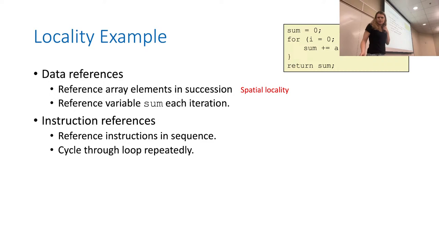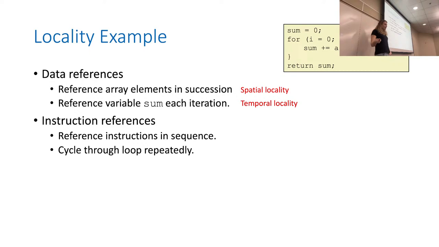So basically, we have some data references, right? We reference array elements in succession. That's going to be spatial locality. The idea, if you have an array that's stored contiguously in memory, so if you need array index 0, you're probably going to need the rest of the array relatively soon. You reference variable sum on each iteration of this code in the top right-hand corner, and that's going to be temporal locality, right? We're checking the same value over and over again.